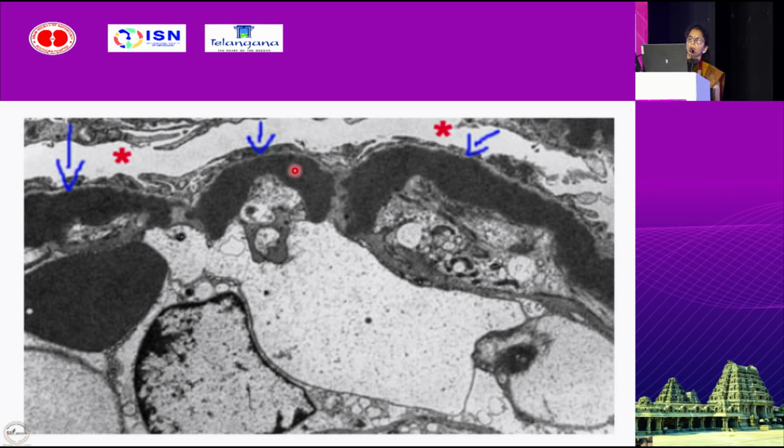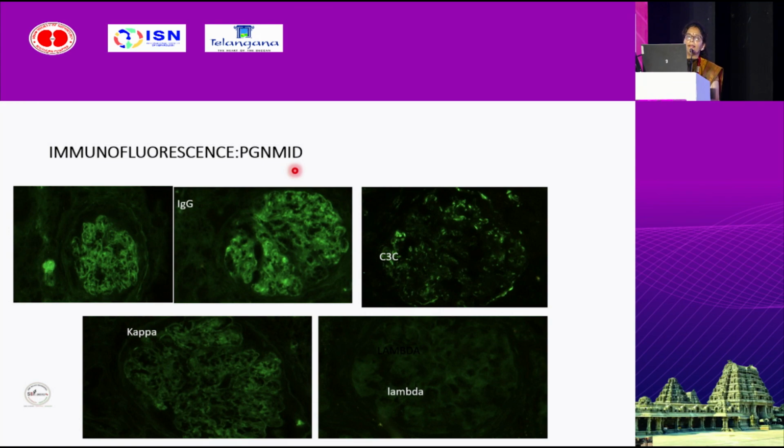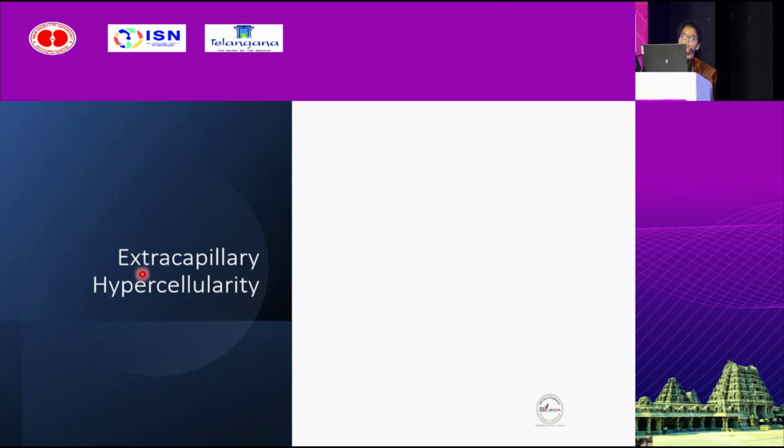lamina densa. So another entity is proliferative glomerulonephritis with monoclonal immunoglobulin deposits, PGN-MID. In that we see IgG, C3c immune complex deposits are there, but only one light chain is positive and the other is negative. Here there's IgG, C3c positive, kappa is positive and lambda is negative, and this is a crescent. The crescentic cells will not take up the stain. This was a case of PGN-MID.